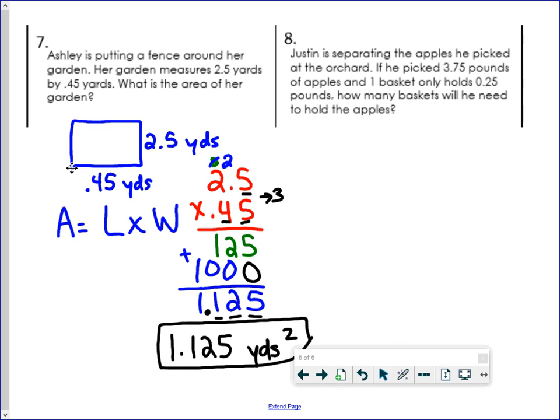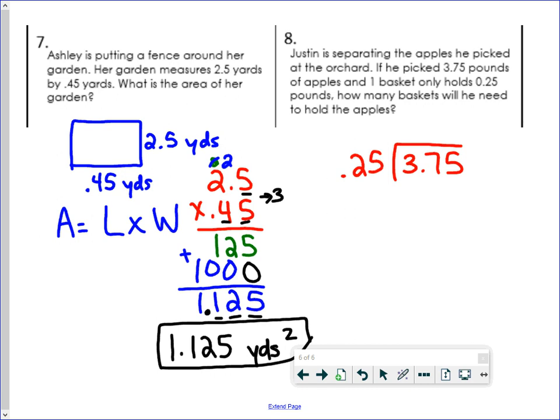Justin is separating the apples he picked at the orchard. Most likely we're going to be dividing here. If he picked 3 7/75 pounds of apples and one basket only holds 2,500 pounds, how many baskets will he need to hold the apples? So we're going to be splitting up these apples into baskets, so we're going to be dividing. Our dividend is going to be 3 7/75. That's what we're dividing up. And each basket's going to hold 2,500 pounds.